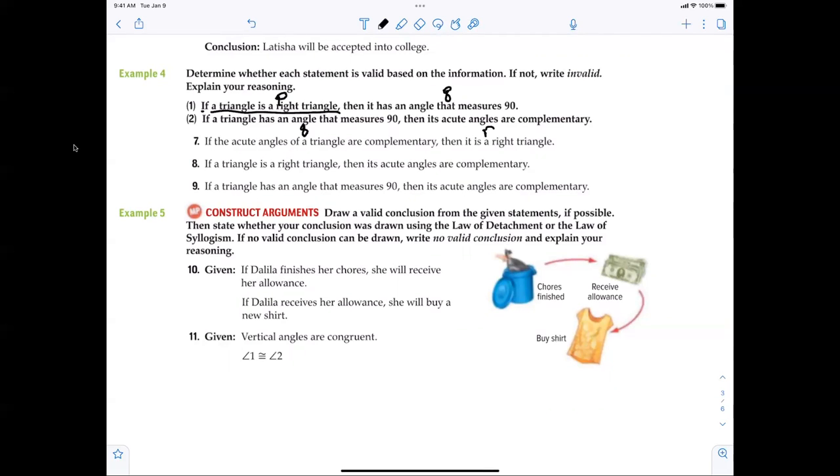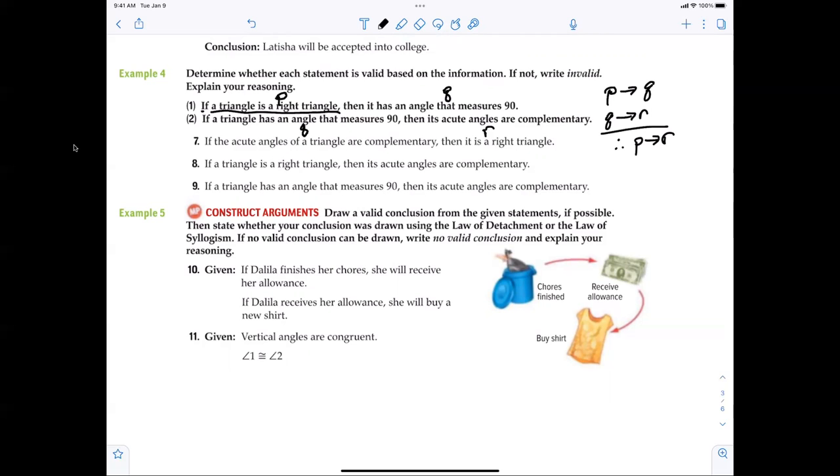So we can say, if you wanted to write this, if P, then Q, if Q, then R, therefore it would be, that's exactly right, if P, then R. So you could say, if a triangle is a right triangle, then its acute angles are complementary. So everybody see how that works?